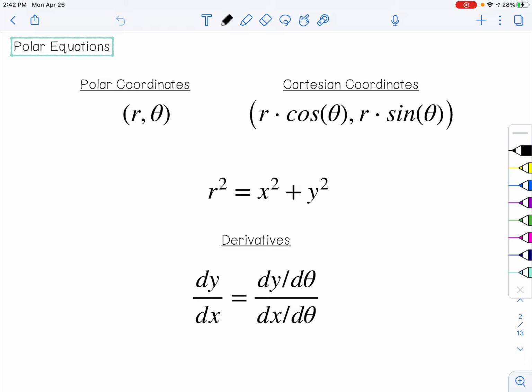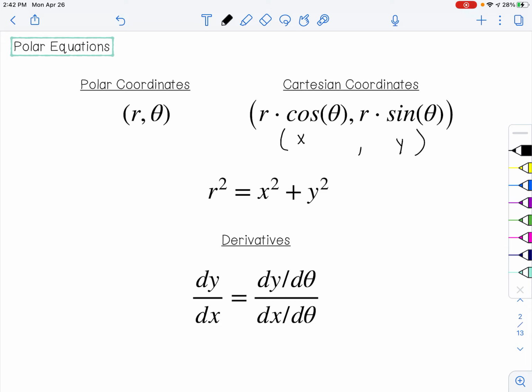So let's do a little review of what polar equations are. Remember, polar coordinates are just a different coordinate system than Cartesian, our normal rectangular coordinates. Instead of having an xy coordinate pair, polar coordinates are graphed with the radius, the distance from the pole, which is the origin, and then theta, the angle from the positive x-axis.